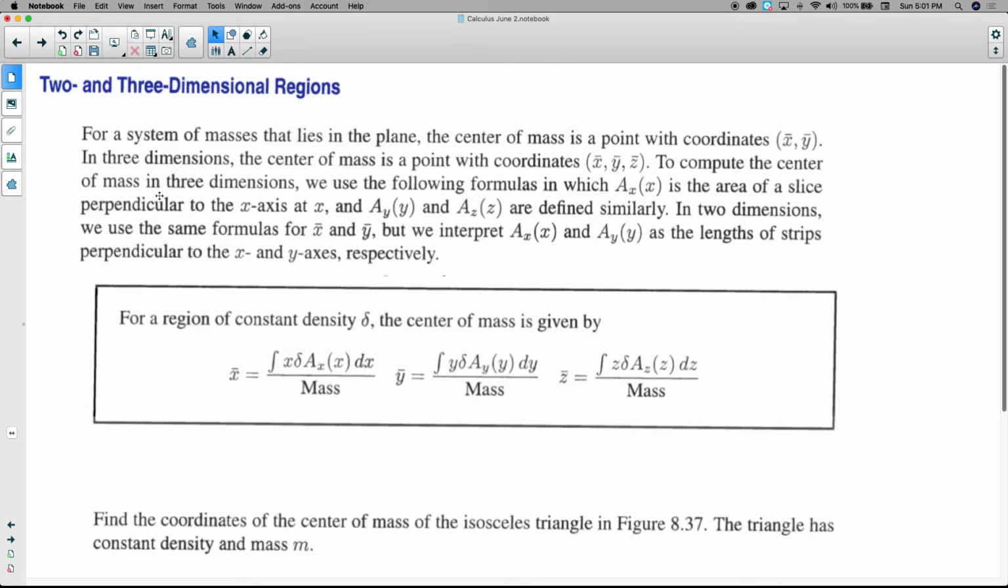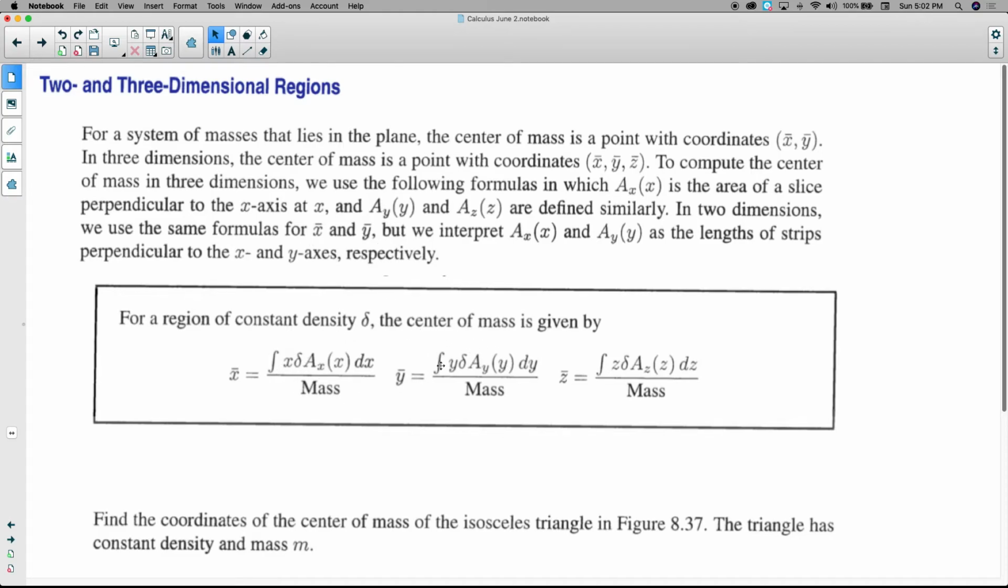To compute the center of mass in 3 dimensions, we use the following formulas, in which a sub x of x is the area of a slice perpendicular to the x-axis. Okay, and a sub y and a sub z are defined similarly. In 2 dimensions, we use the same formulas for x bar and y bar, so these same formulas.